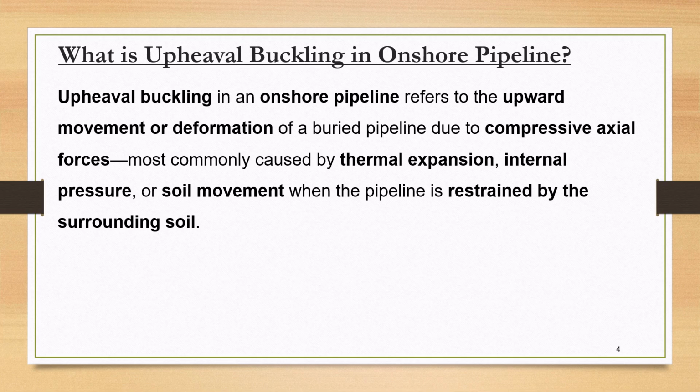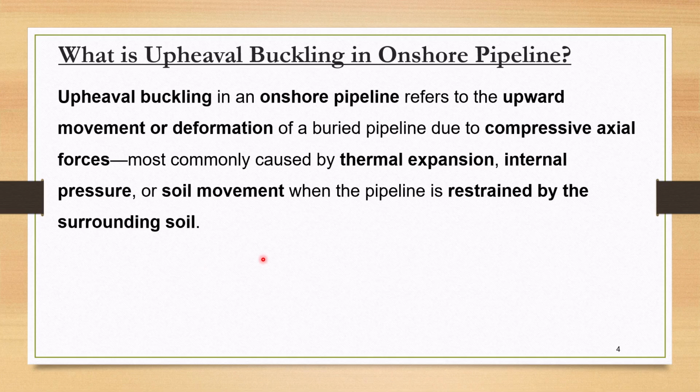Now the soil cover above the pipeline provides vertical restraint that is known as uplift resistance. When the compressive force exceeds a critical value, the pipeline snaps upward locally, creating a buckle shape, similar to how a compressed column bends when overloaded. So that is basically the meaning of upheaval buckling.